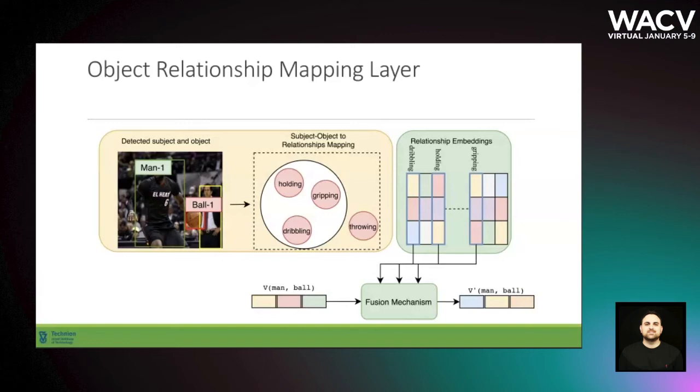This slide summarizes the object relationship mapping layer. This layer accepts the detected object classes and pooled features of the union bounding boxes. It utilizes the object classes to extract relationship candidates from the text, and by utilizing the distributed word representation, fuses these candidates with the visual features. We test two fusion mechanisms, attention and feature-wise linear transformations.